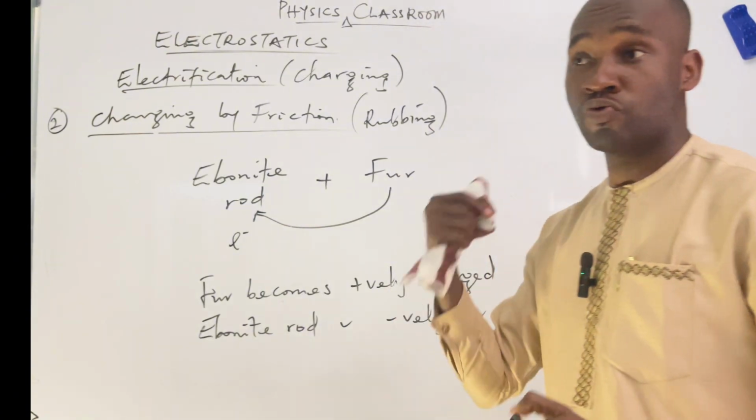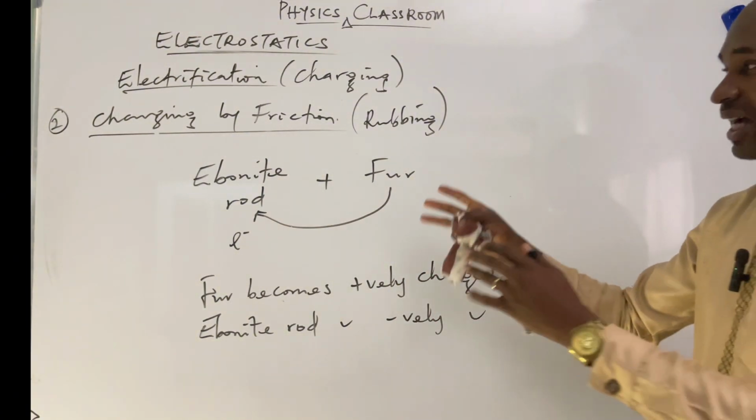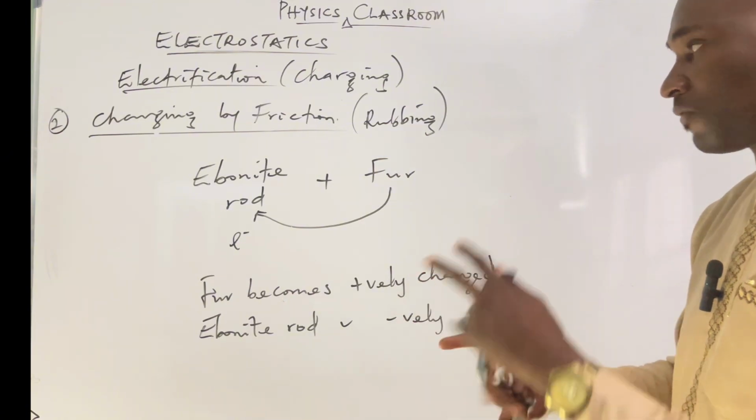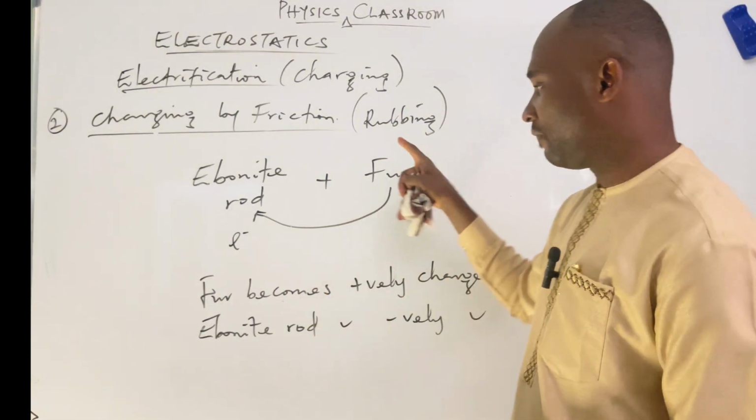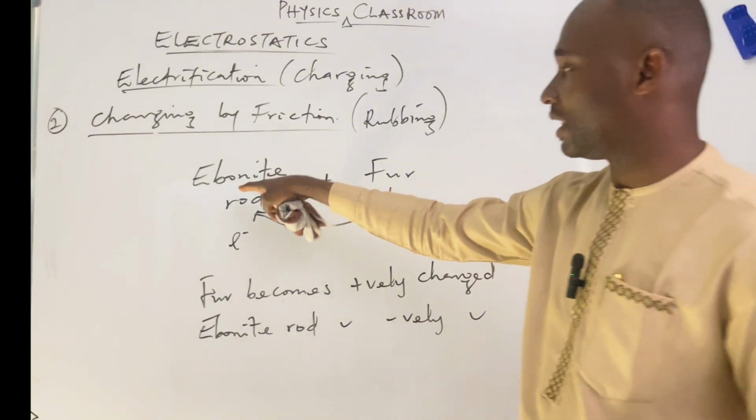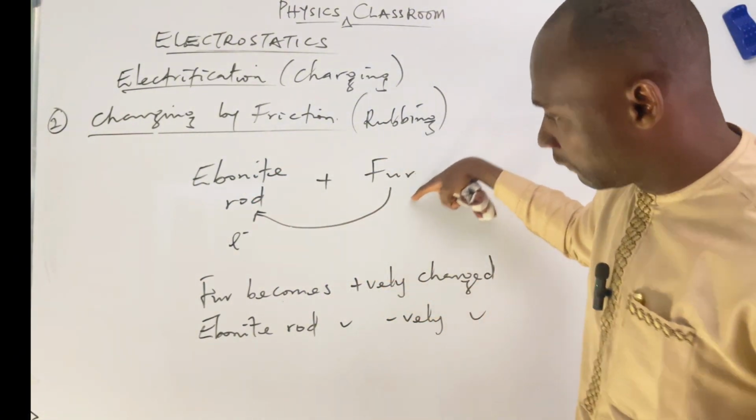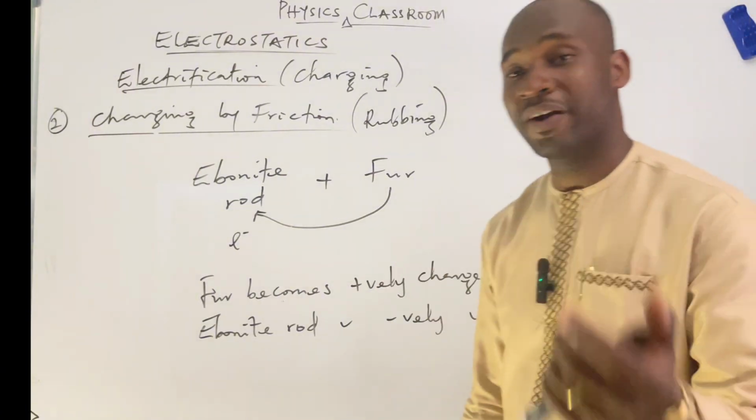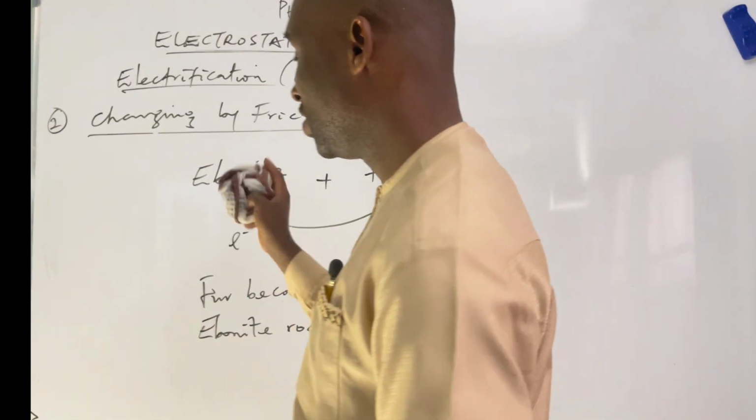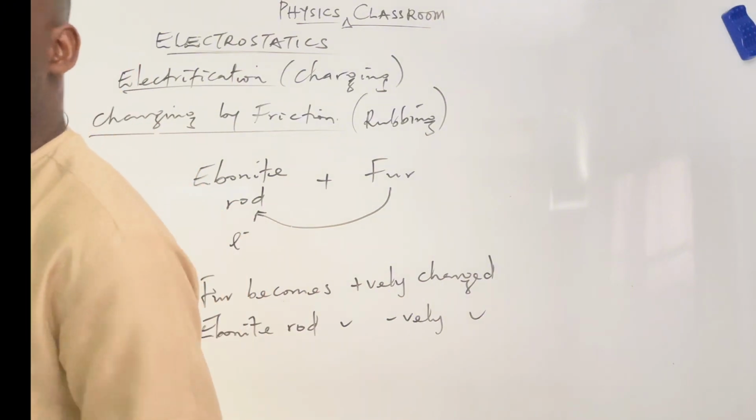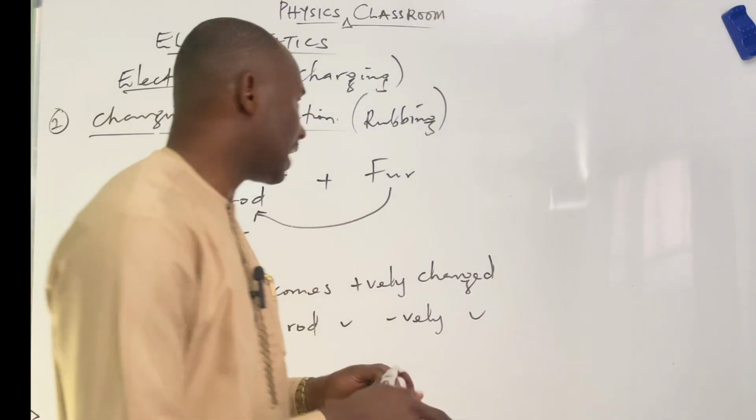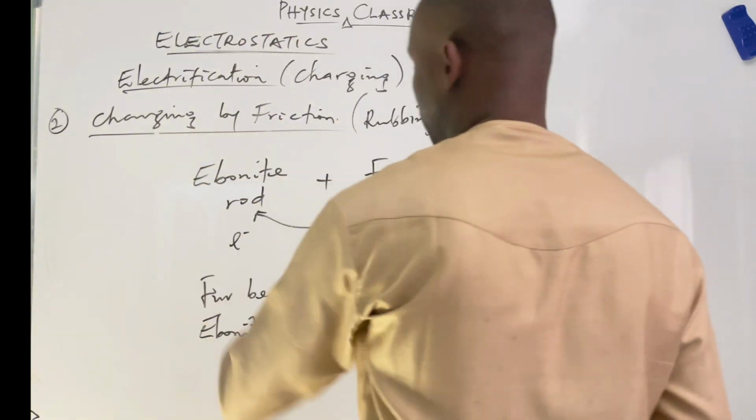Glass rod rubbed across fur. The same thing that happens to the ebonite rod will happen in the case of a glass rod rubbed against fur. The fur will transfer electrons to the glass rod, making the fur positively charged, whereas the glass rod will become negatively charged. So that's that about charging by friction.